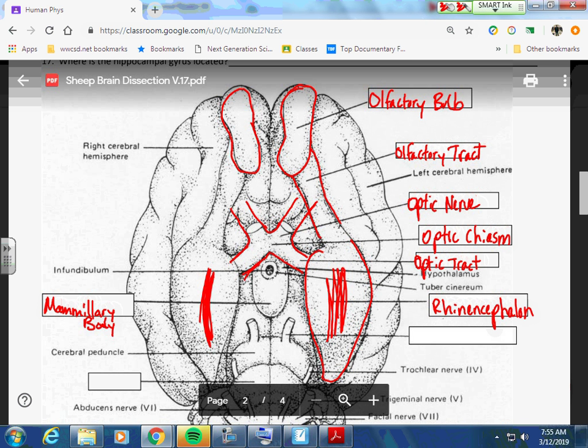All right, if you've got those, I'm going to erase so I can scroll down a little bit. So these are the things we want to try to identify.